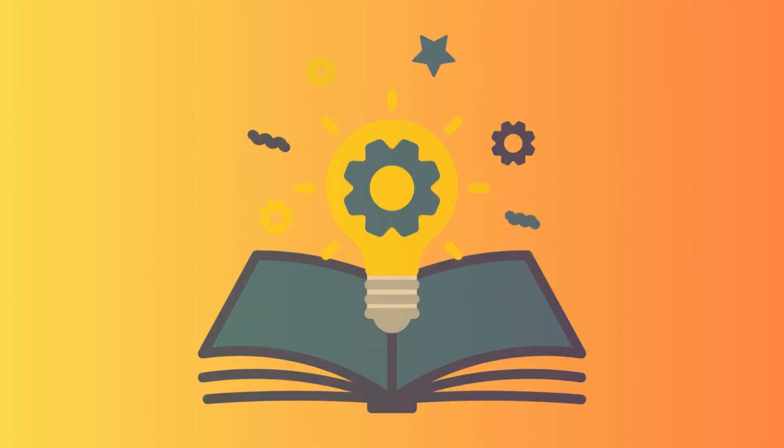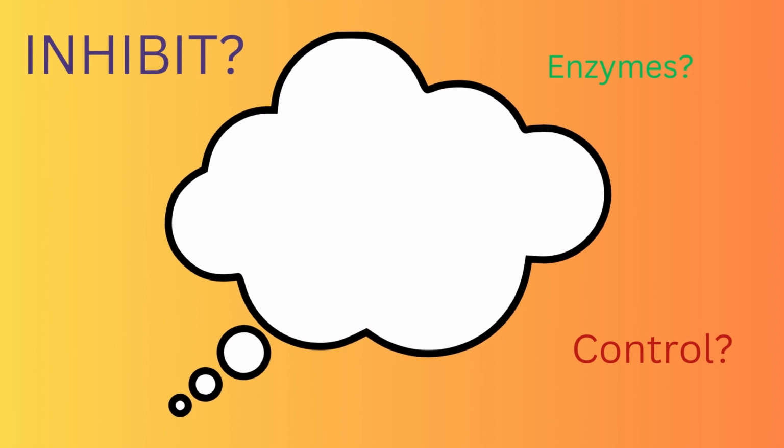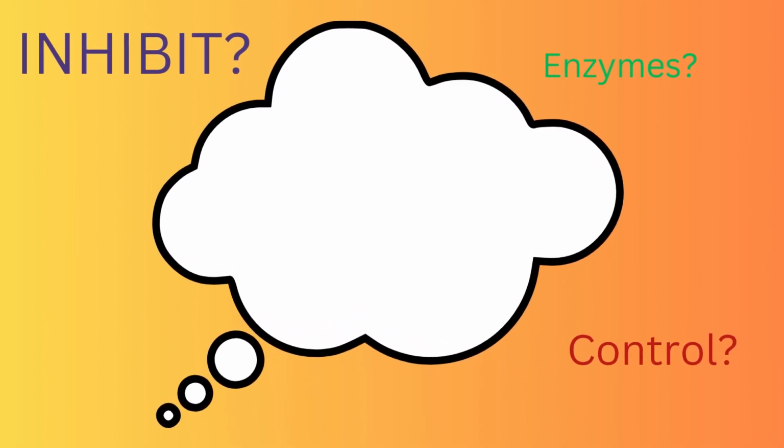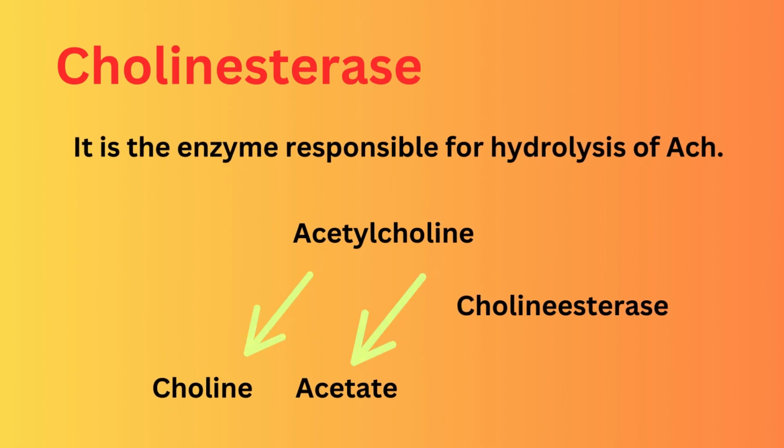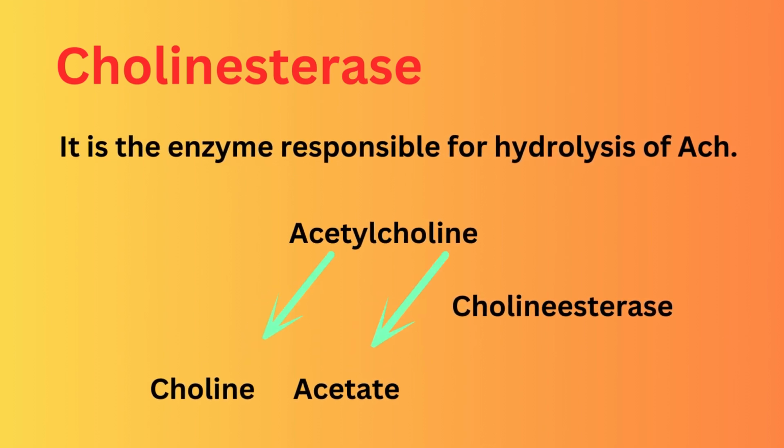Now, what is going to control or inhibit the level of acetylcholine in the body? For that purpose, the body itself has an enzyme called cholinesterase, which causes the hydrolysis of acetylcholine into choline and acetate. So we studied about acetylcholine. Where do these chemicals act? Probably it may be on receptors, right?